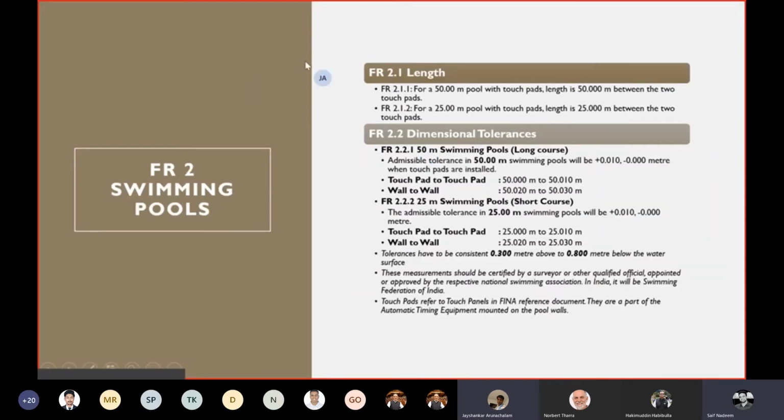Please also be aware that FINA does not restrict itself to the 50-meter length pool, but also talks about the 25-meter pool. In our previous two sessions we spoke about 50-meter pools at large, but to clarify, FINA also recognizes 25-meter pools. These are short courses. If you look at the dimensional tolerances, these are facility rules 2.1, which I will explain in the next slide.